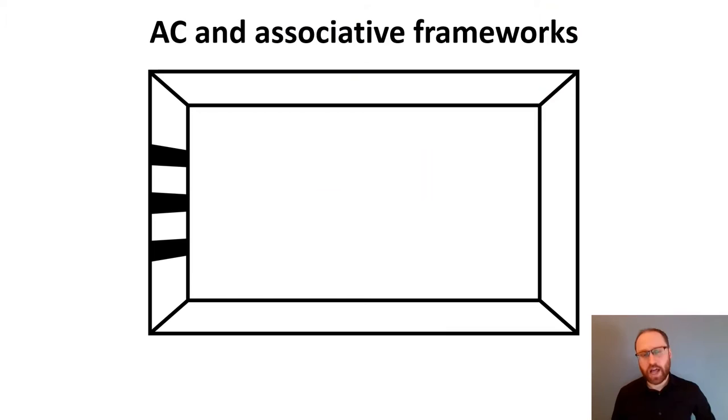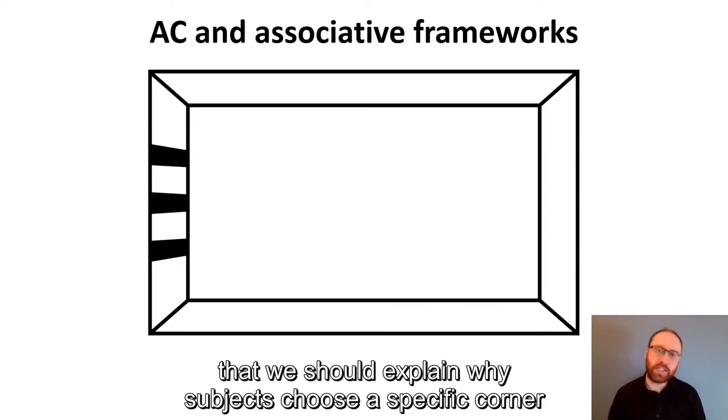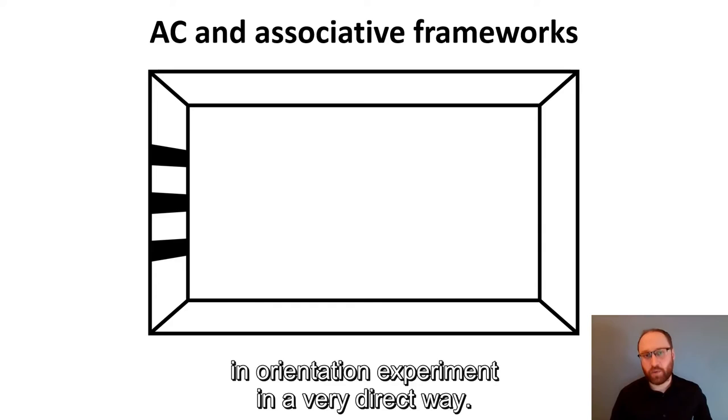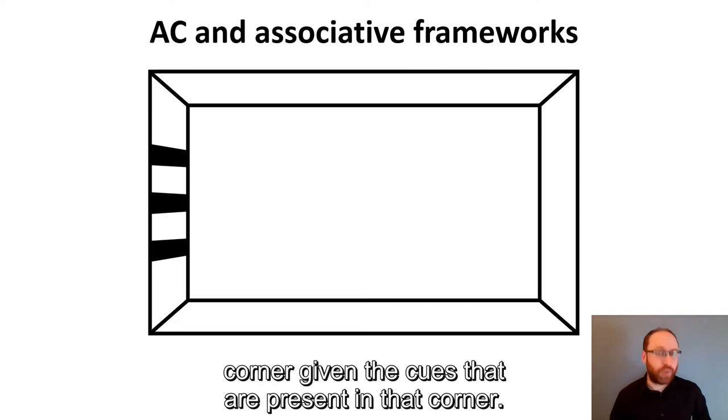There are a lot of differences between the adaptive combination and associative frameworks, but the heart of their explanatory strategy is similar. It is that we should explain why subjects choose a specific corner in a reorientation experiment in a very direct way. They both provide a mathematical equation to calculate the probability that subjects will choose a specific corner given the cues that are present in that corner.